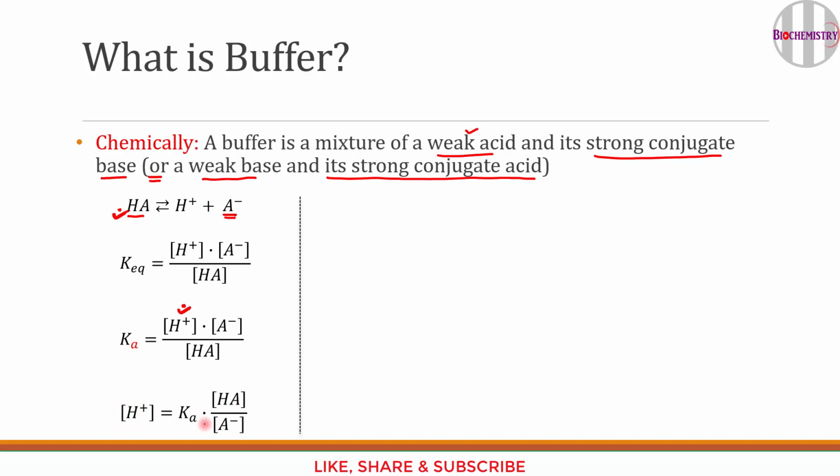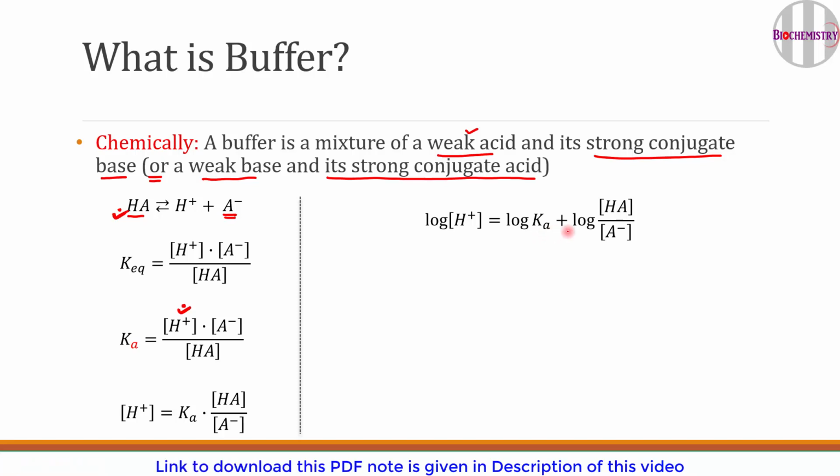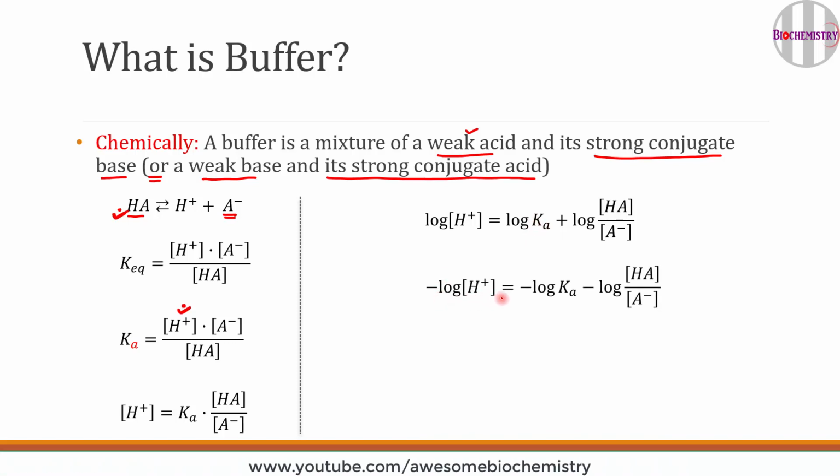Now let's take log on both sides. So the logarithm of H plus is equal to the logarithm of Ka plus the logarithm of HA divided by A minus. Now we know that the negative log of H plus is the pH. Here it is positive, so we need a negative sign over here. So let's take a negative sign on both sides of this equal sign. So we get negative log of H plus is equal to negative log of Ka minus log of HA divided by A minus. We know that the negative logarithm of H plus is the pH, and similarly defined is the pK, that is the negative log of Ka.